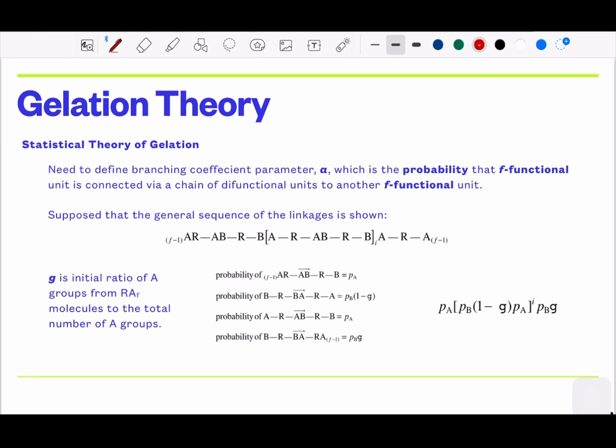So the statistic theory is going to be focusing on this alpha. Okay. So alpha is what we call the branching coefficient. Through these calculations, we are going to see the probability that the branch will be made out from the polymer. That is the alpha.